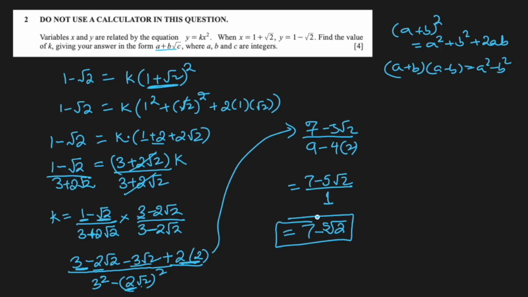This is a plus b square root c format. So a is 7, b is 5, rather negative 5. Yeah, because it's positive here. Here it is negative, so negative 5. And c is complete 2, because square root c is inside square root. This is the solution.